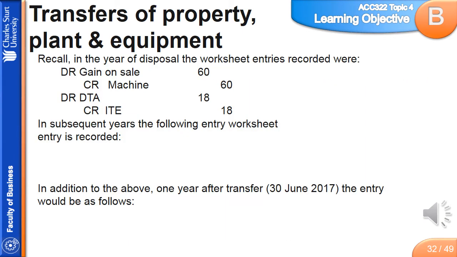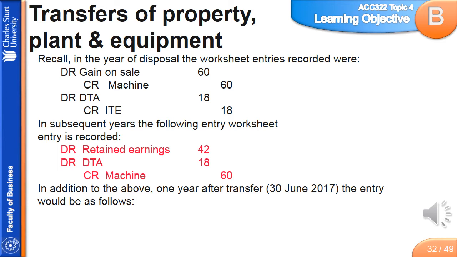So remember, in the year of the disposal, 30th of June 2016, the consolidation journal entry we prepared to reverse this transfer was a debit to gain on sale $60, credit machine $60, and account for the tax effect. In the subsequent years, say 30th of June 2017 and onwards, as long as the asset is within the group, we would prepare the following entry.